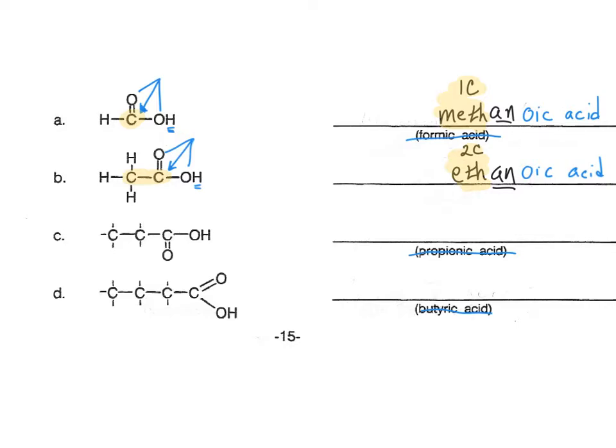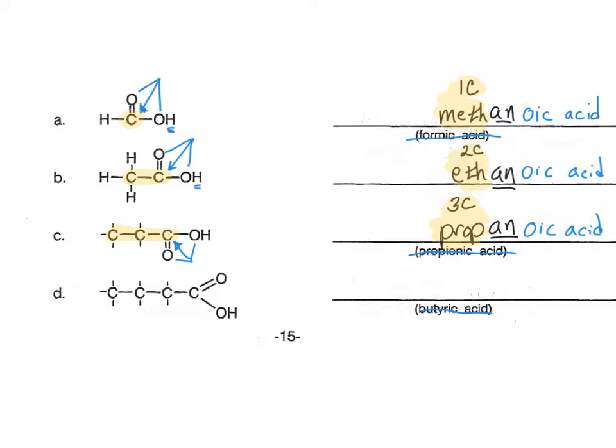Let's go on to compound C. Here's our carboxyl group. There's our carbon number 1. Now we look at this. There are 3 carbons. So the ending is oic acid, AN goes in front of that, 3 carbons, so prop, this is propanoic acid. Again, the name down below is not correct. It is a common name, it is not one that's commonly used.